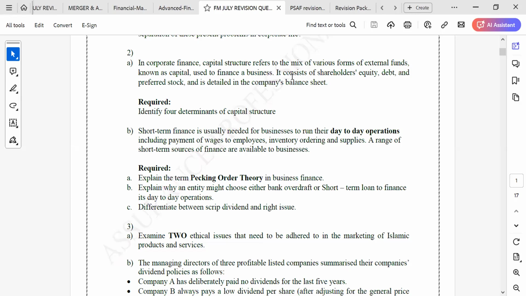Okay, differentiate between scrip dividend and rights issue. What do we call a scrip dividend?